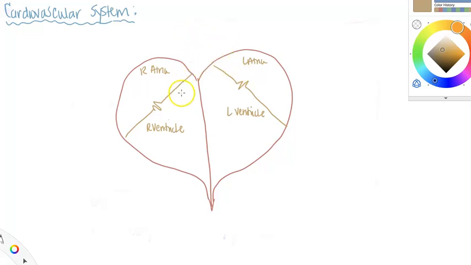And we've got some vessels that are coming out of it, correct? So we've got a vessel, an artery that's going to the lungs. And then we have a vessel that goes from the lungs back to the heart.